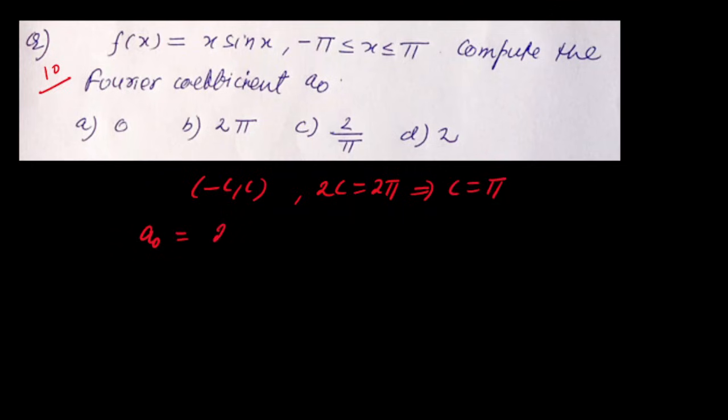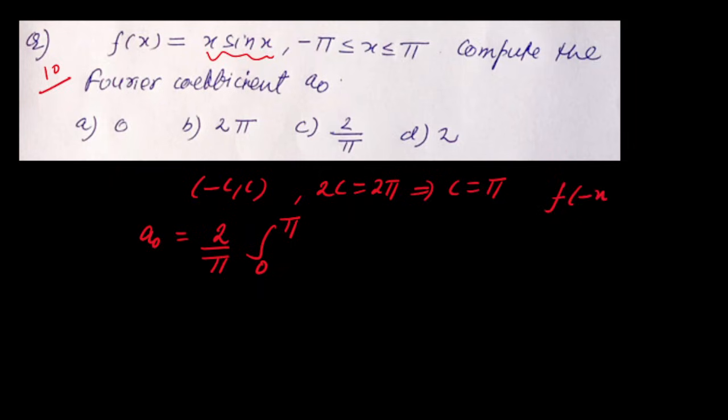So a0 can be directly written as 2 by c, so that is 2 by pi. Then the limit of integration is 0 to c, so 0 to pi. I hope you understand why I am not writing minus pi to pi, because I have already taken 2 by pi. And why have I done so? Because this is an even function. Why is it an even function?